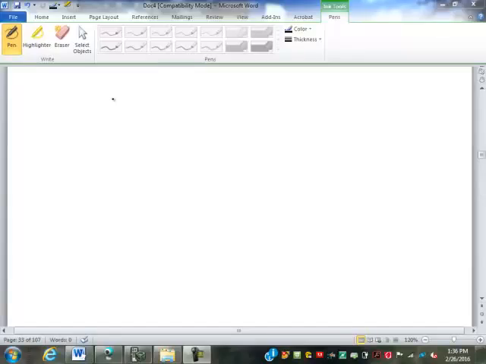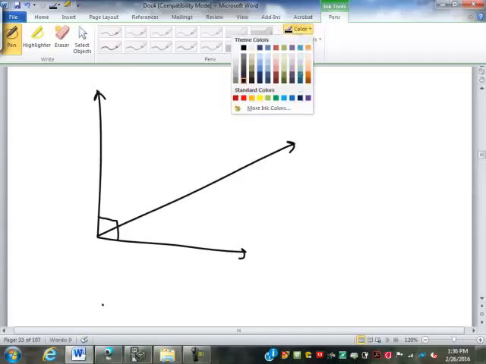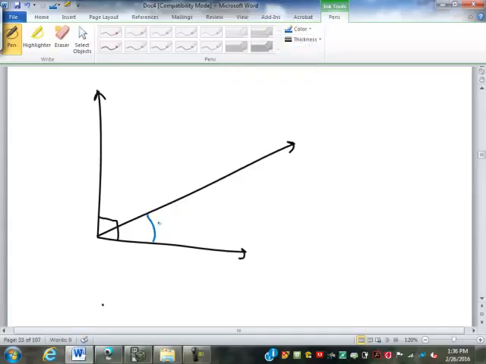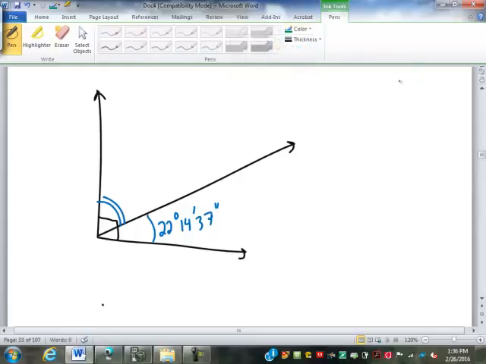Okay, since you're having so much fun with the degrees, minutes, and seconds, let's take a look at something like this. Obviously, that is a 90-degree angle, right angle. If I tell you that this angle here is 22 degrees, 14 minutes, and 37 seconds, what does that angle have to be?